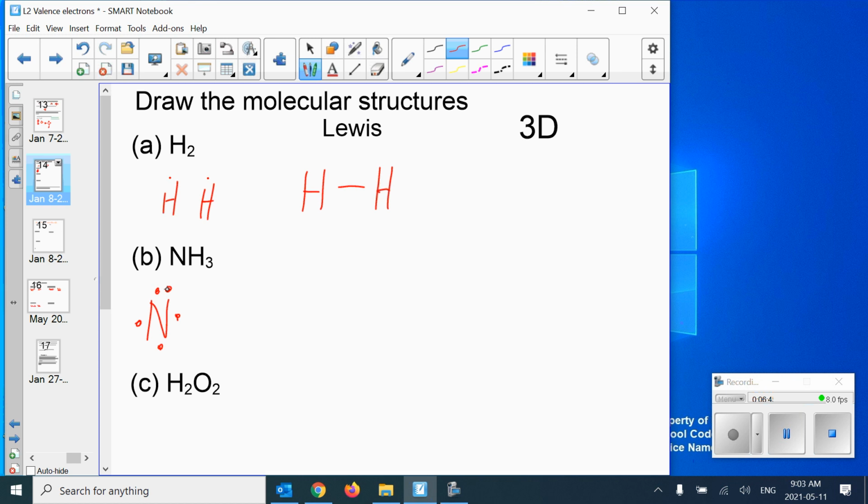Give it a try. Pause the video. Okay, I'm assuming you've tried it. The lone pair does not bond. Again, these are the sites where the shared electrons are going to happen.